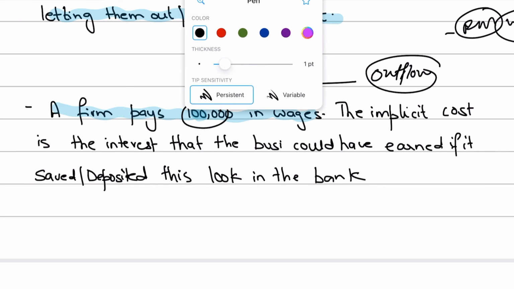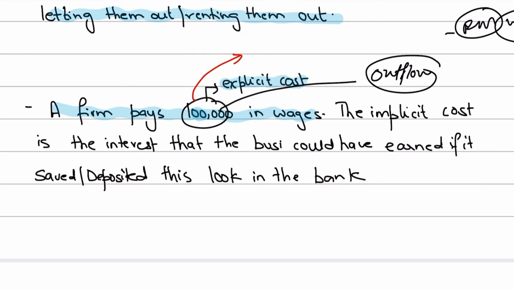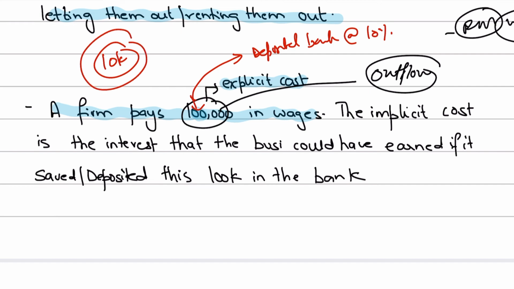So one alternative could have been that I could have not paid them, or I could have hired fewer workers. Or what else could I have done with this 100,000? I could have invested or deposited this money in a bank and earned 10% interest. If I had deposited 100,000 and earned 10% interest, I would have earned 10,000. But right now I am not earning anything. Instead, I am just paying 100,000 to the workers. So because I am paying 100,000 in wages, I am also foregoing another income of 10,000. That is also opportunity cost and that should be part of the cost.